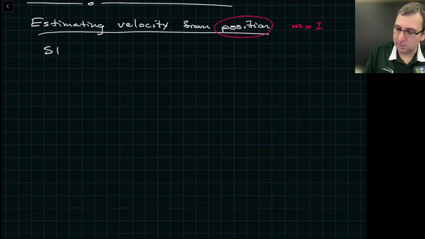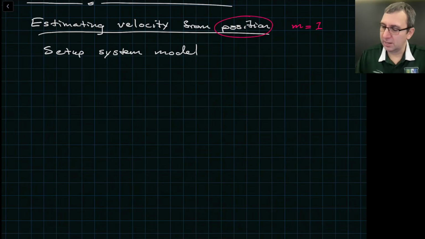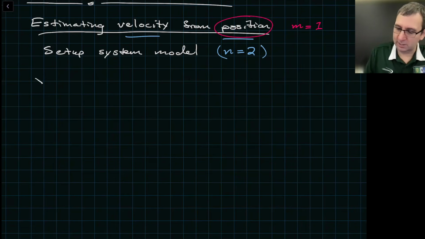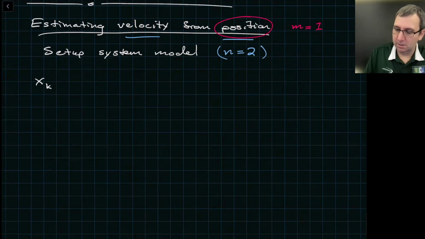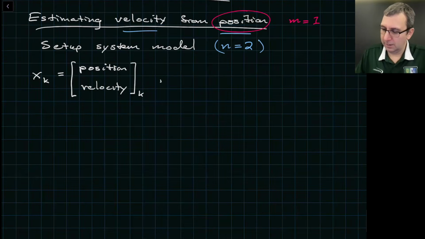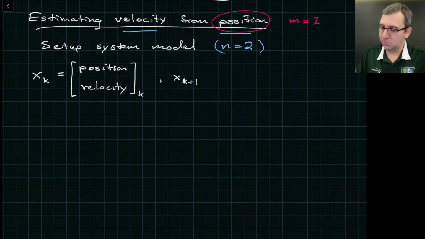Let's set up the system model. We're trying to get velocity and position, which means n equals 2. Here's how it works. X at time k, and I'll just use words, is the position and the velocity at time k. And we can set up what the linear process is. X at k plus 1, so at the next time step, we expect this will be, according to the process model, we have to fit something into this sort of mathematical framework.